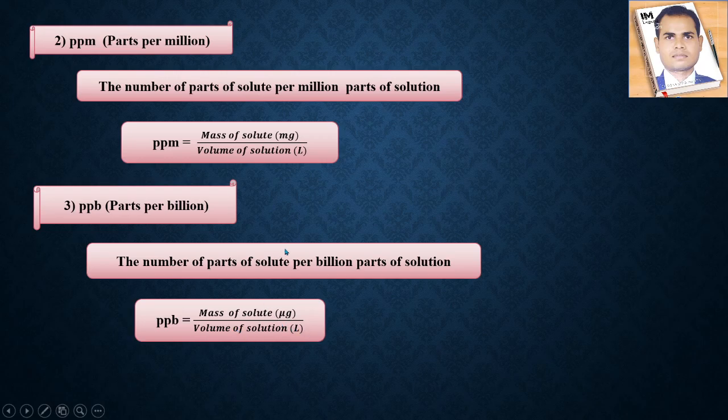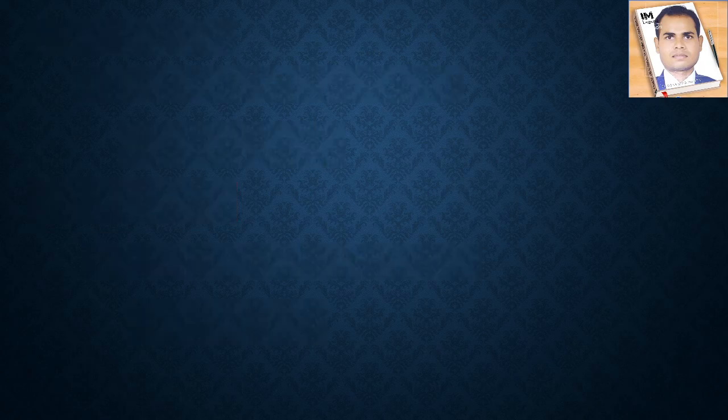So you will see that in all three terms the volume of solution in liters is common, and the only change is the mass of solute. In ppb, the mass of solute is in micrograms, in ppm it is in milligrams, and in ppt it is in grams. In this way we have to know them.